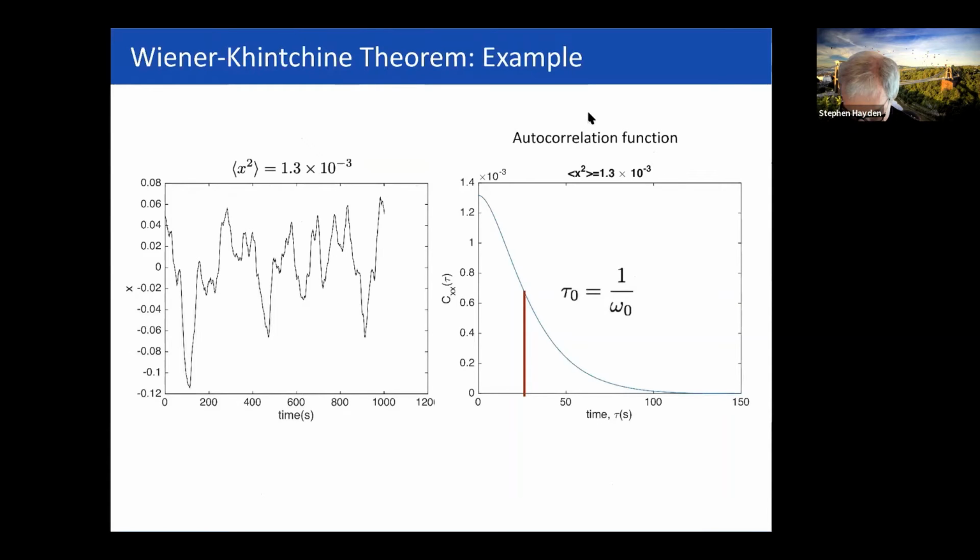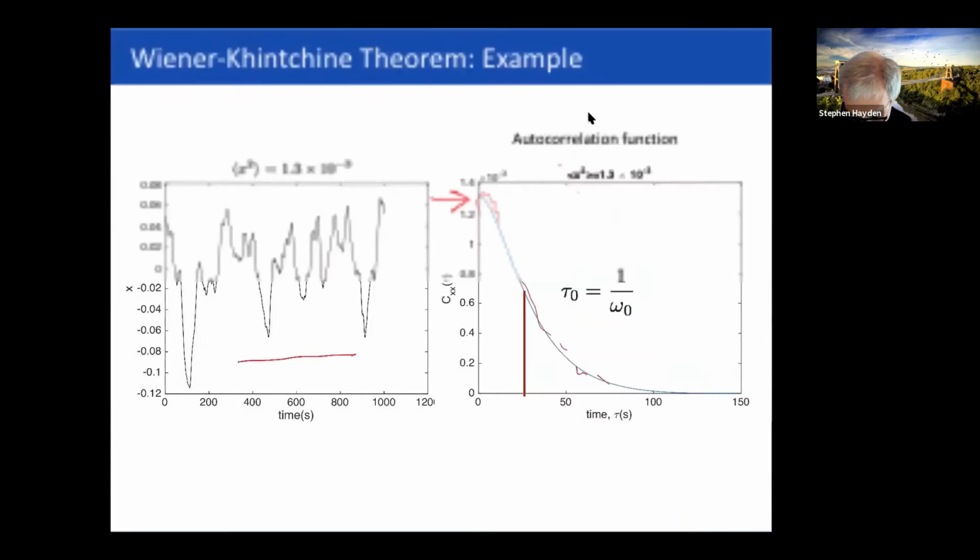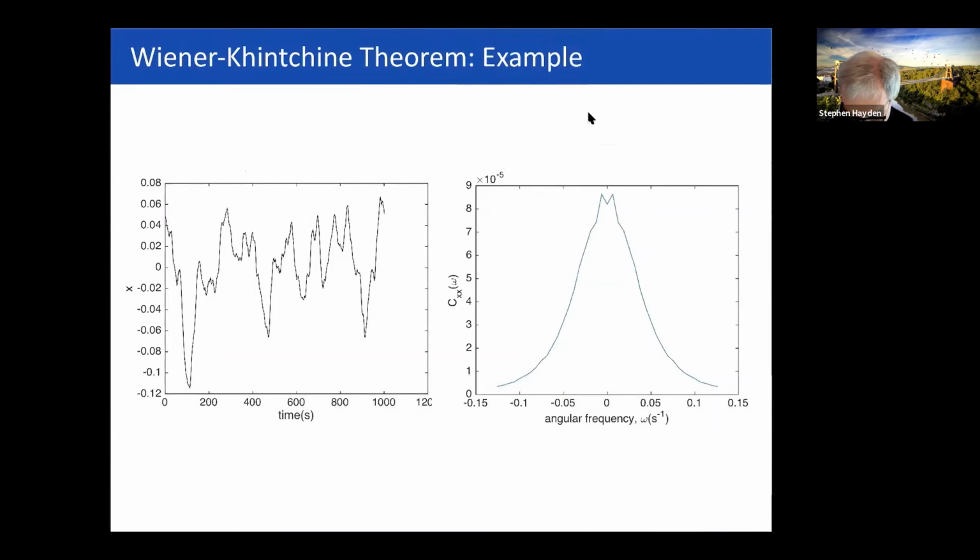Okay, so what I've done here is a two-step thing. Here's the data I showed you, and here is its autocorrelation function, this blue curve, and one can read off from the autocorrelation function the value of x squared averaged here. Then I can Fourier transform the autocorrelation function and get the power spectrum here. This is the power spectrum, the Fourier transform of the autocorrelation function.